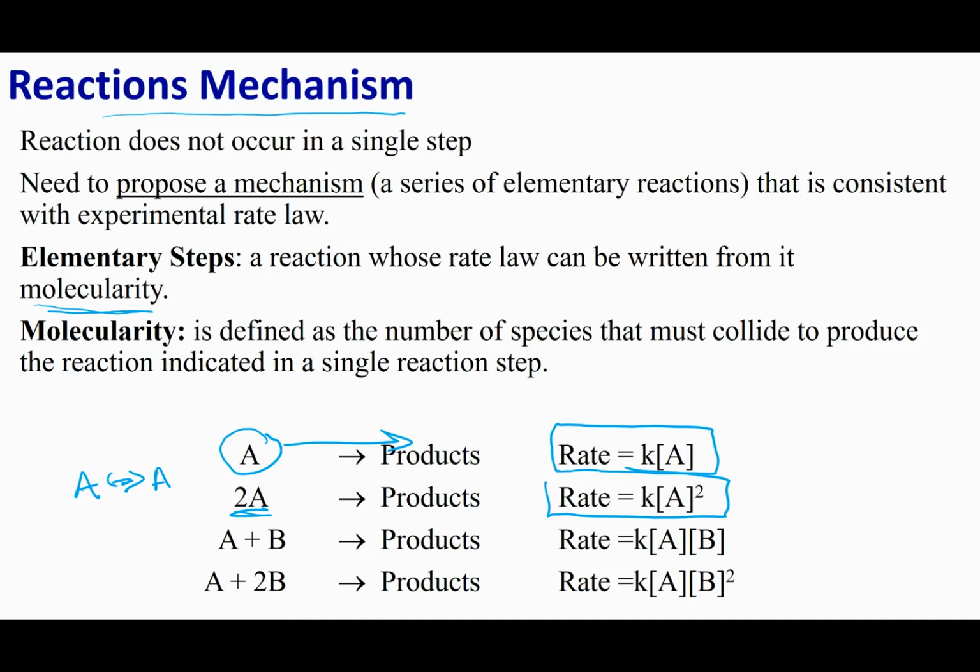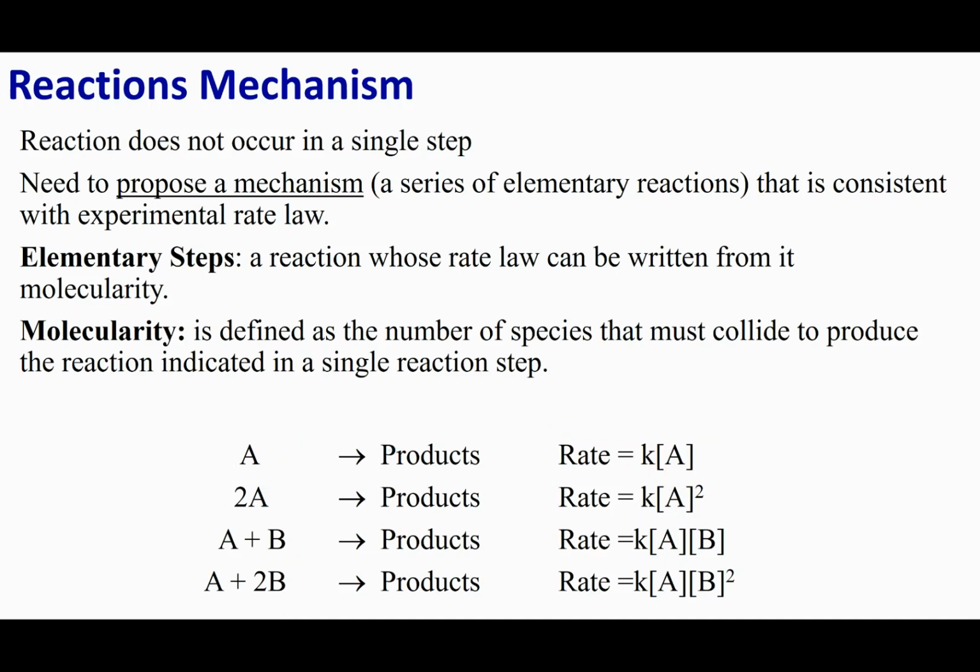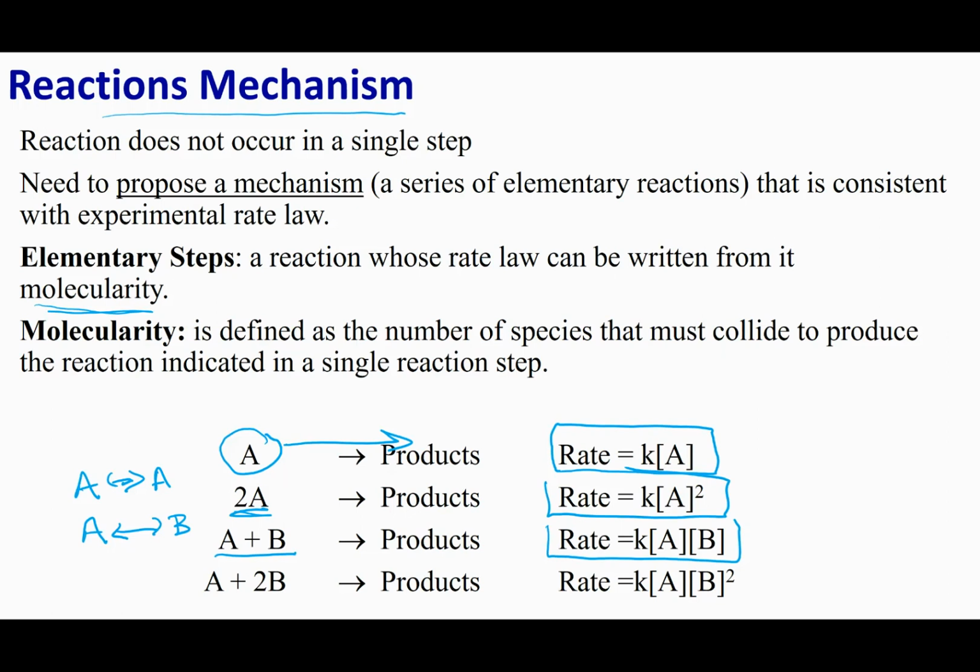Now I can say, well, A doesn't need to hit another A. A can hit molecule B, or in other words, A plus B. Again, this is a bimolecular process. Two things have to come together. And in this case, the stoichiometric coefficients are 1 and 1, the molecularity 1 and 1. So that means the rate law is going to be rate equals k, A to the first order, B to the first order as well, and they are times each other.